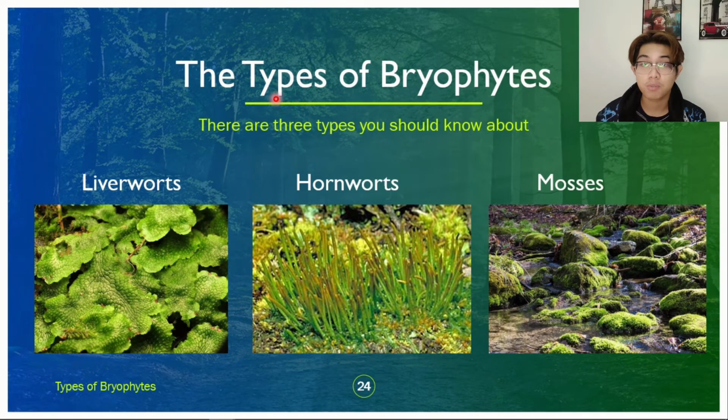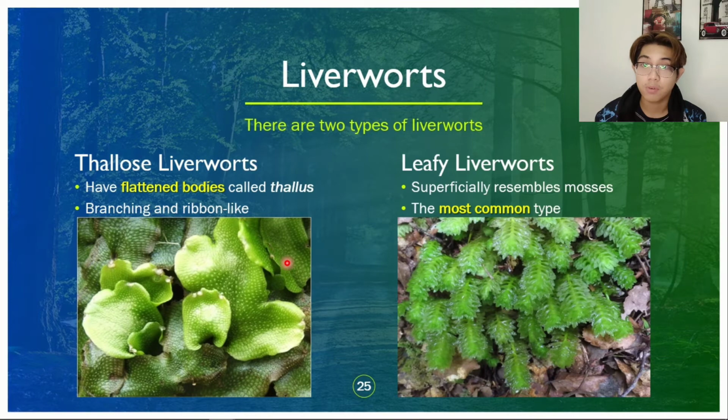So we go to the types of bryophytes. There are 3 types: the liverworts, the hornworts, and the mosses. There are 2 types of liverworts: the thallus liverwort and the leafy liverwort. Thallus liverworts have flattened bodies called thallus. These thallus are branching and ribbon-like. Leafy liverworts, however, superficially resemble mosses. They are the most common type of liverwort. If you look at the structure of a leafy liverwort, they somewhat look like leaves.